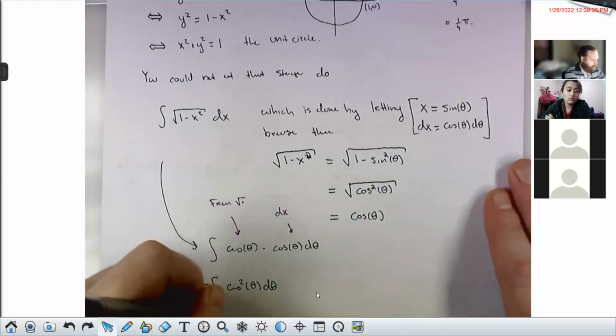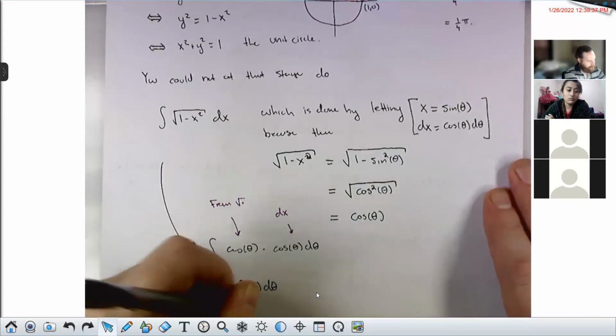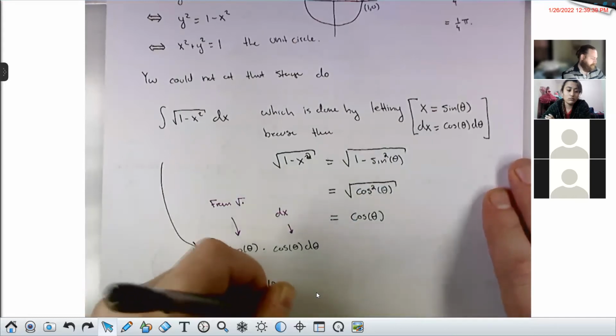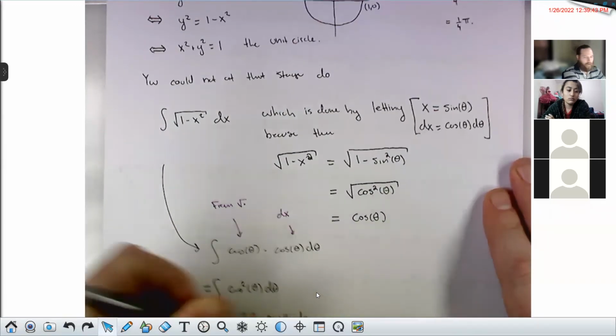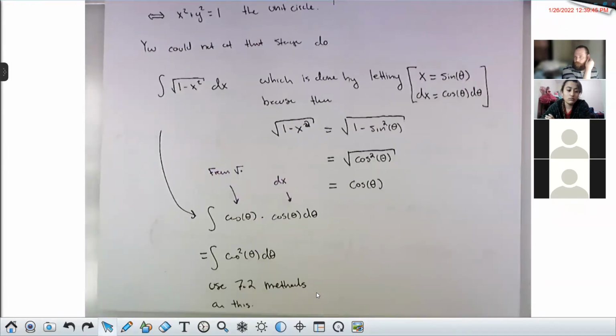So now you use 7.2 methods on this. And this is what we're going to do all through section 7.3. We're going to take these integrals that have gnarly square roots. We're going to make a little substitution here where you bring in a trig function, and that's going to turn your integral with gnarly square roots into a nice integral with no square roots, but lots of trig.